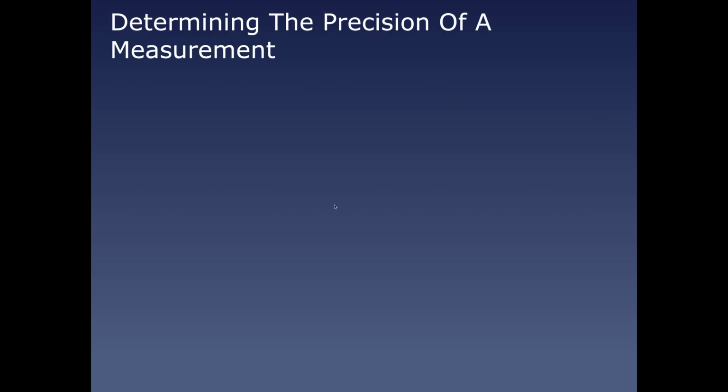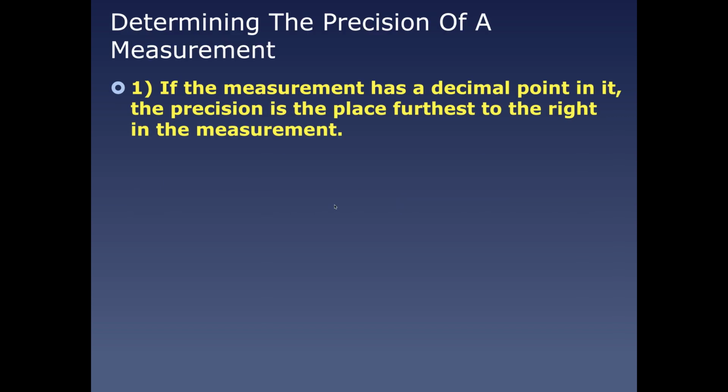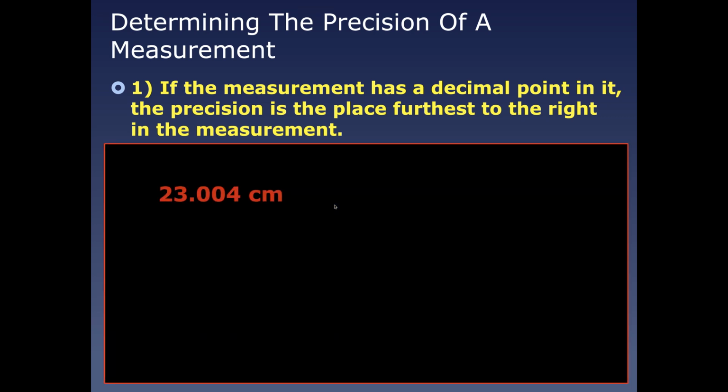So how do we figure out the precision of a measurement? Well, if the measurement has a decimal point in it, then the precision is going to be the place furthest to the right in that measurement. So, for example, in 23.004, there's a decimal point, right? It's right here. And actually, it looks more like a square, but that's okay. So the place furthest to the right, that's three places past the decimal, that's the thousandths place. That would be the precision of this measurement.